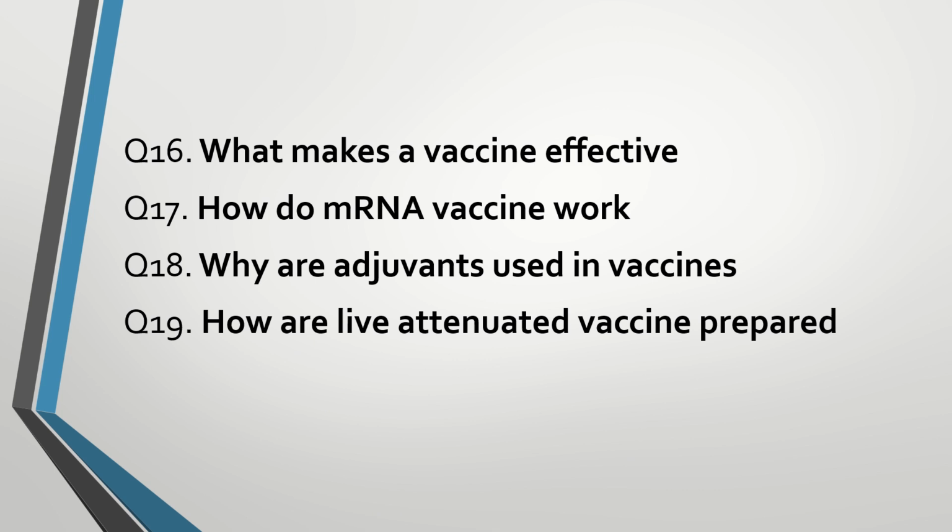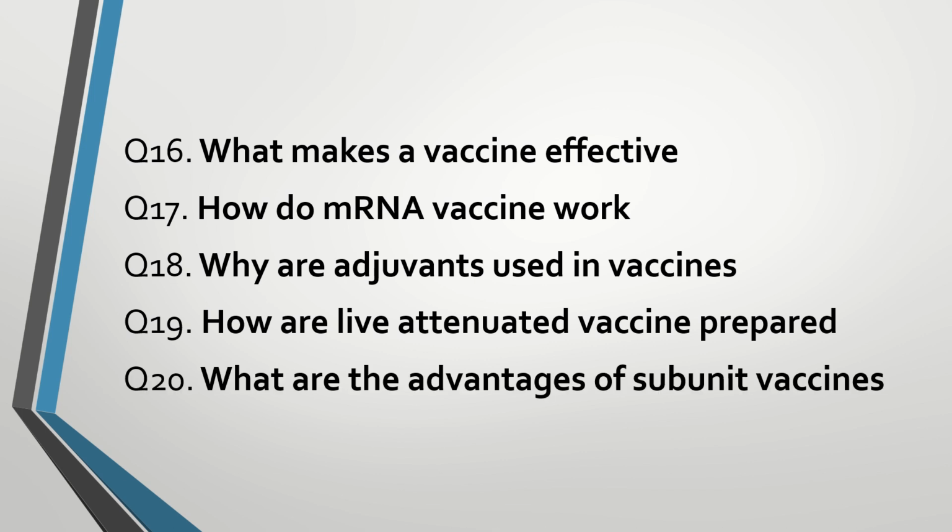Question number 19: how are live attenuated vaccines prepared? In that question, we deal with the meaning of live attenuated vaccine and also how they are prepared. The last question will be question number 20, which asks what the advantages of subunit vaccines are. In this question, we will know what a subunit vaccine is and also its advantages. Without taking more time, let's go to question number 16.